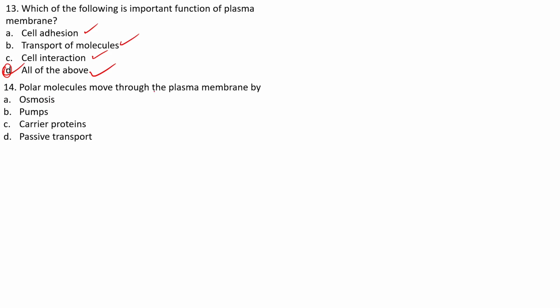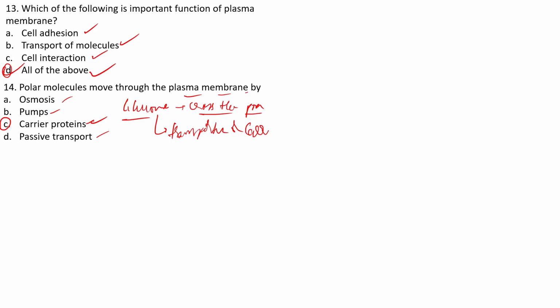Polar molecules move through the plasma membrane by osmosis, pumps, carrier proteins, or passive transport. It is mainly the carrier proteins. Any examples we know for this? That is glucose, right? Glucose cannot cross the plasma membrane on its own. For crossing the plasma membrane you find mainly transporters, or we can even use the term carrier proteins. So carrier proteins or transporter molecules are mainly used for the transport of polar molecules.